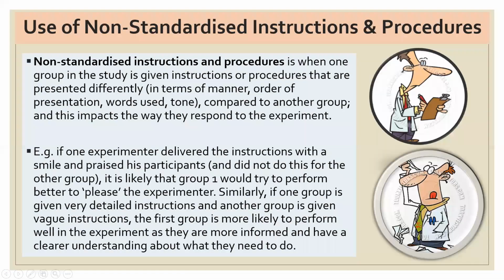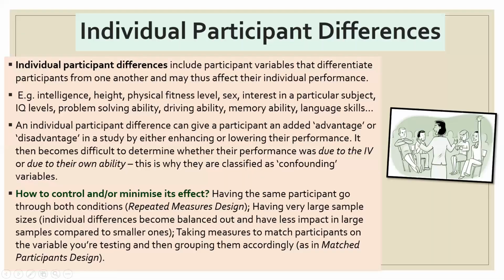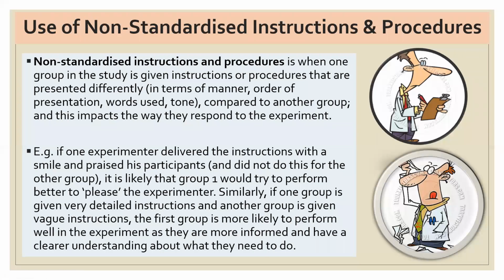So those are some things that we can do to have a control or a minimization of the effect of individual participant differences. Okay, the next one is called use of non-standardized instructions and procedures. So like I said before, this is basically related to the way that your researchers are giving the instructions or procedures, and this is mainly to do with how the researcher treats the participants as well.